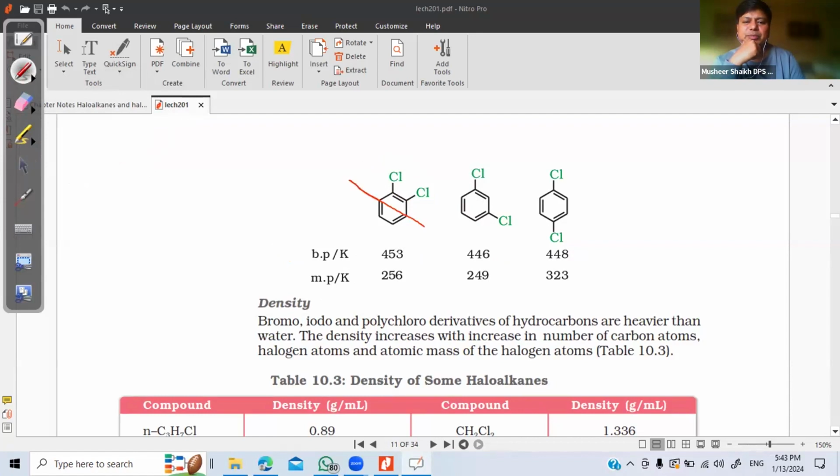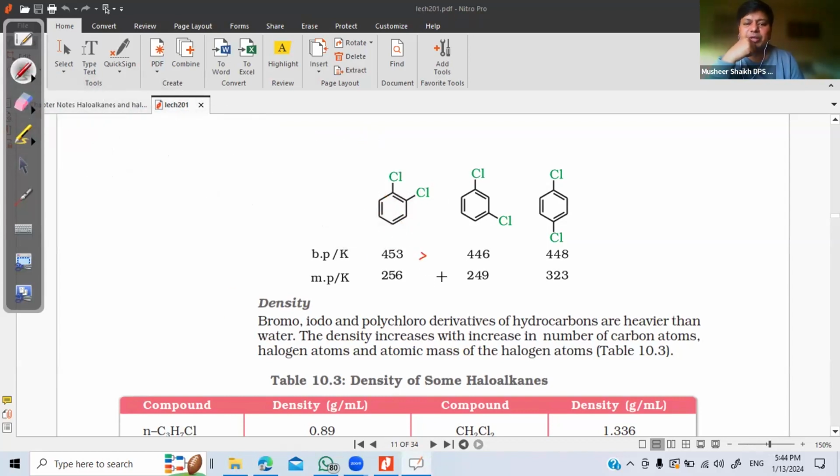If this is a plane of symmetry, look at this, I have drawn one line which you can see as a symmetry. One part of this molecule, because of the presence of the halogen, is quite negative, and the other dotted part is quite positive. So this molecule is a polar molecule. Polar molecules have higher melting and boiling points. So if you compare the boiling points, ortho is highest.